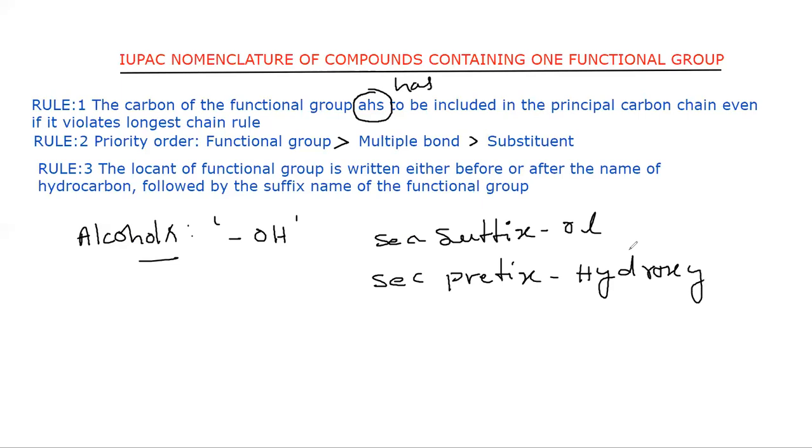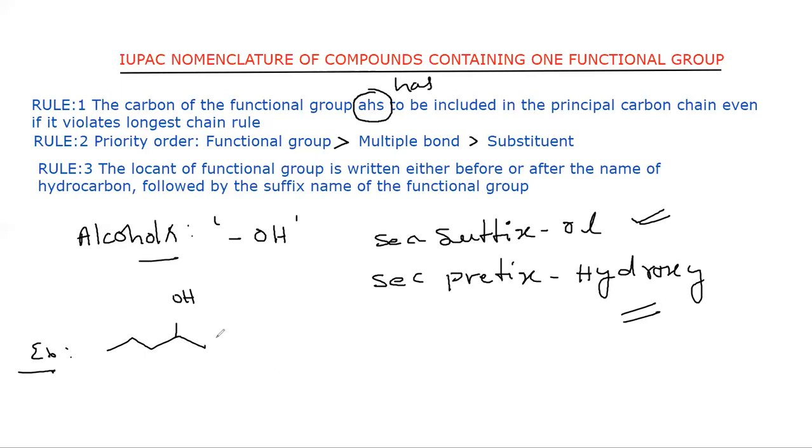What is the difference between these two? For example, if alcohol is acting as a functional group, then you have to write it as ol. If your alcohol, that is the OH group, is a substituent, we have to name it as hydroxy. So that is the difference between the secondary suffix and secondary prefix. Let's explain this one by taking an example. For example, I'm taking a compound like this.